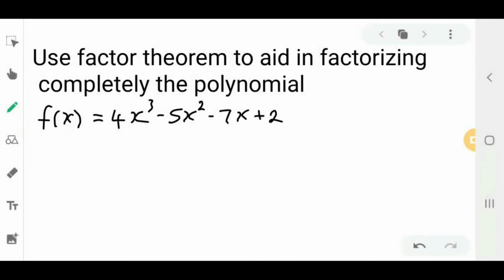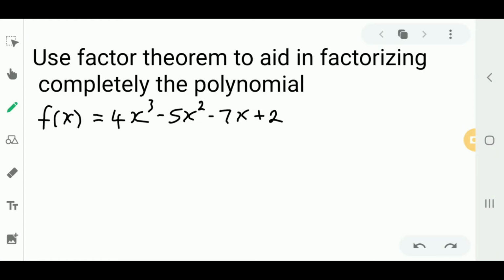So let's say you're given this question: use factor theorem to aid in factorizing completely the polynomial f of x is equal to 4x cubed minus 5x squared minus 7x plus 2. Now, if you realize they did not give you any divisor, so what that means is you have to do trial and error to find the first factor.